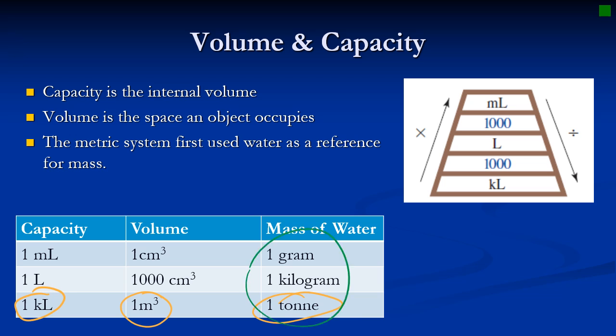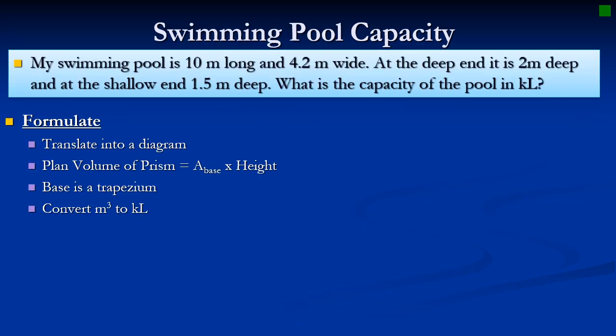This has changed a little bit recently to be more accurate, because the concentration of water and the temperature will affect this to a very small amount, so there have to be more precise measurements used. So capacity of an object is the internal volume. It's measured in litres, millilitres, and so on. Volume is the space an object occupies.